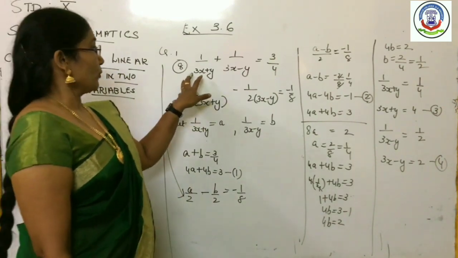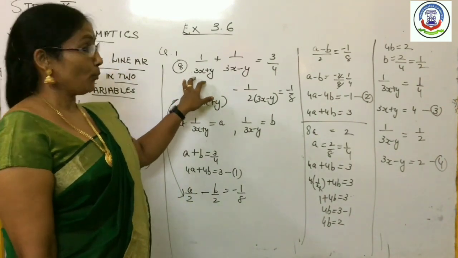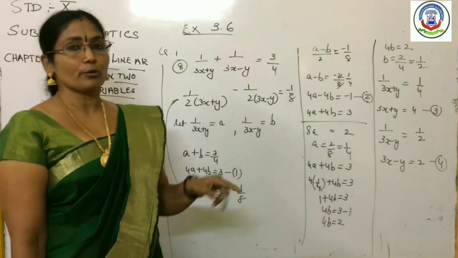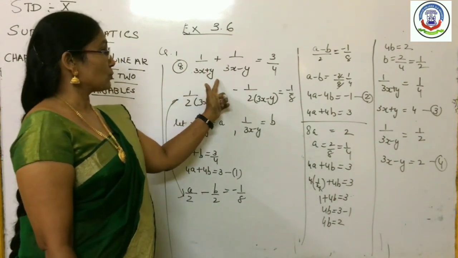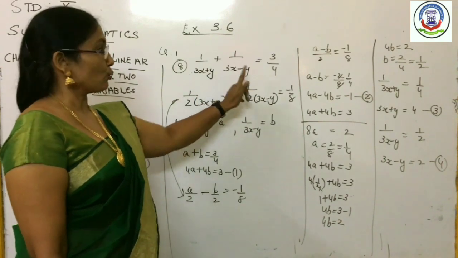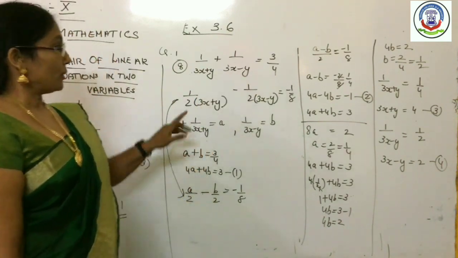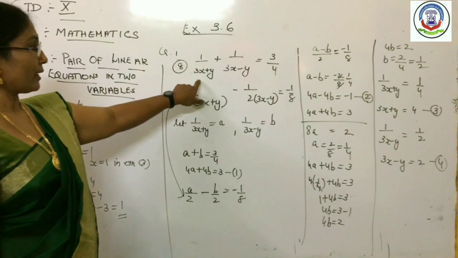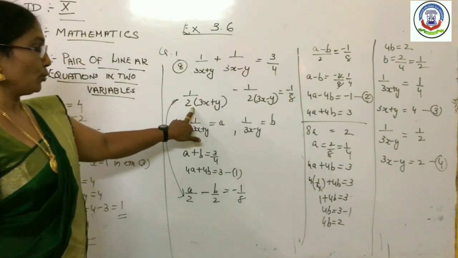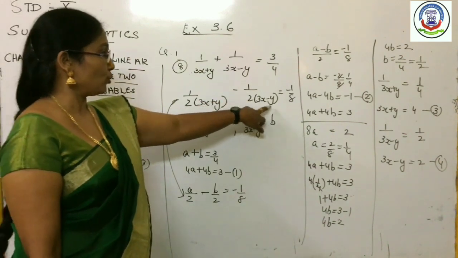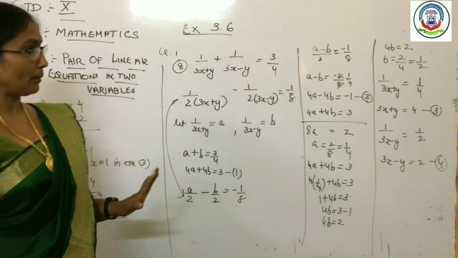Now let us take one more sum from this exercise. It's a very important sum because here you have to do the elimination method twice. Let us check how you are going to find the values of x and y for these equations. Here 2 equations are given: 1 by 3x plus y plus 1 by 3x minus y is equal to 3 by 4, and 1 by 2 into 3x plus y minus 1 by 2 into 3x minus y is equal to minus 1 by 8.